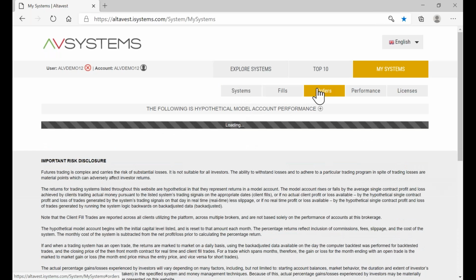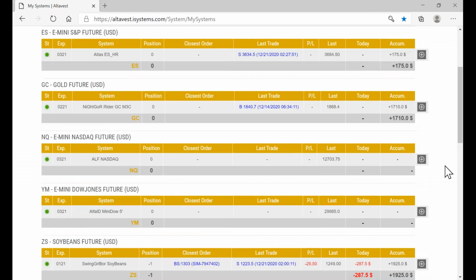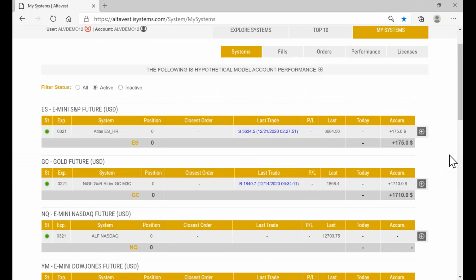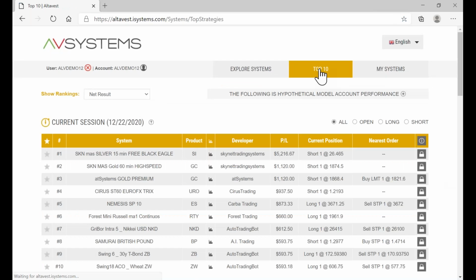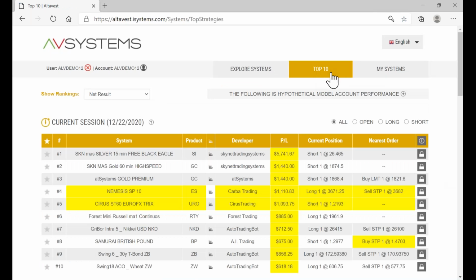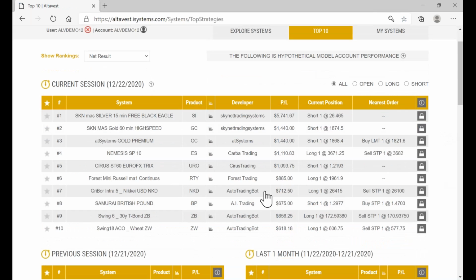Everything is transparent, so you can go back and look at all the outstanding orders. You see on soybeans, there's a stop in place here at a price of 13.03, 54 cents away from the market. So it tells you everything that's happening. Now here's the top 10. This is a fun page to look at if you want some ideas on where to start. So here's the current session. You see it's flashing there in yellow. That means it's live trading, of course.